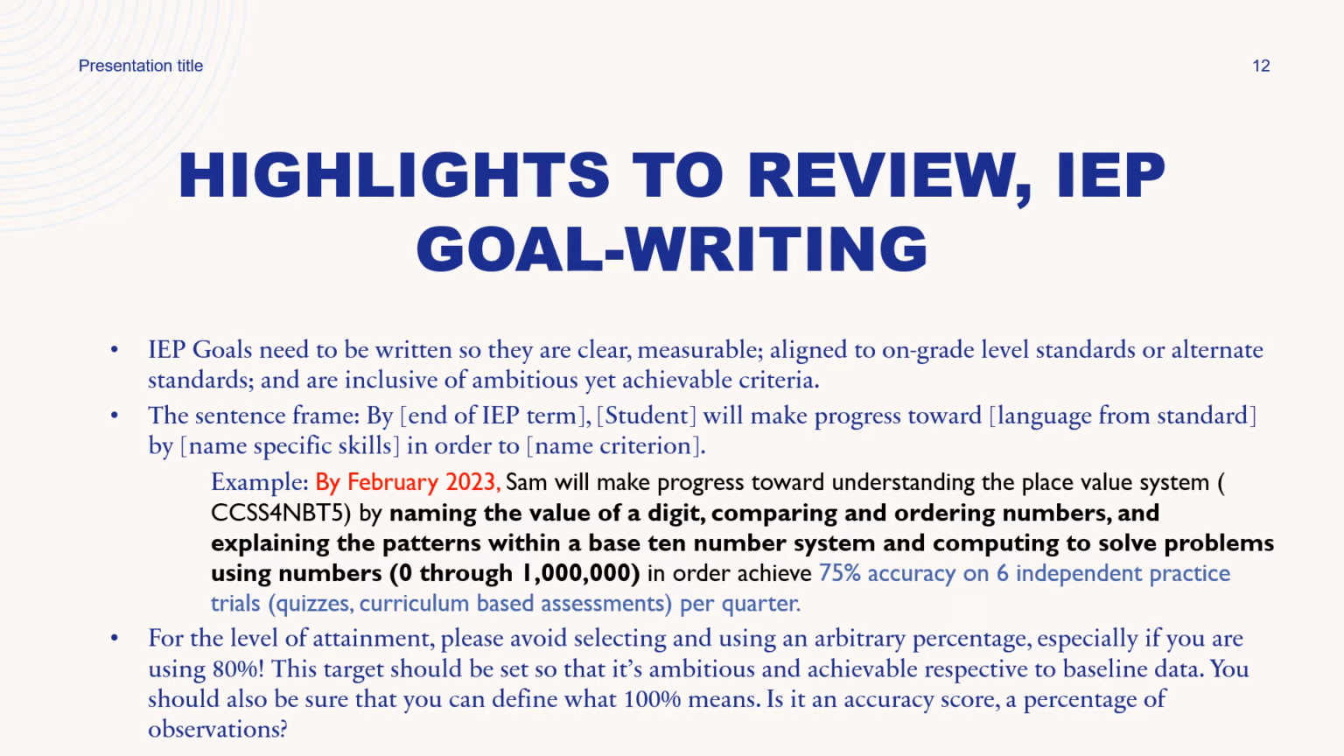So on this slide, for a hypothetical IEP goal by February of 2023, Sam will make progress toward understanding the place value system by naming the value of a digit, comparing and ordering numbers, and explaining patterns within the base 10 number system, computing to solve problems using numbers 0 through 1 million in order to achieve 75% accuracy on 6 independent practice trials.